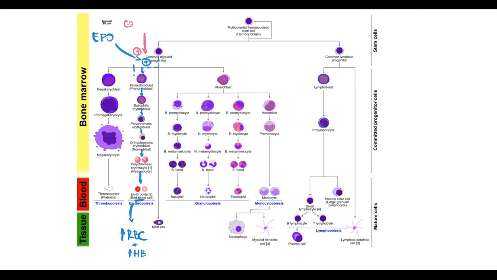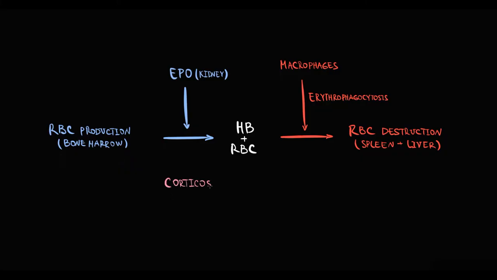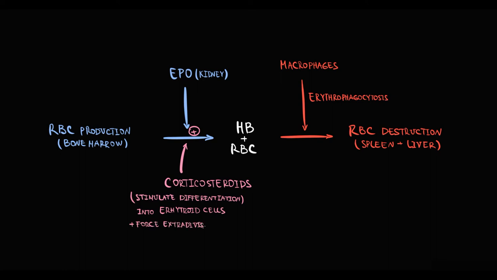Corticosteroids stimulate expression of multiple genes in myeloid progenitor cells, and by this they potentiate the effect of erythropoietin on the myeloid progenitor cell. This results in a more potent erythropoietin effect. So by this, corticosteroids stimulate differentiation of myeloid progenitor cells into erythroid cells. And in addition to this, corticosteroids force erythroid cells to divide a few more times. So these two effects combined cause an increase in red blood cell production.